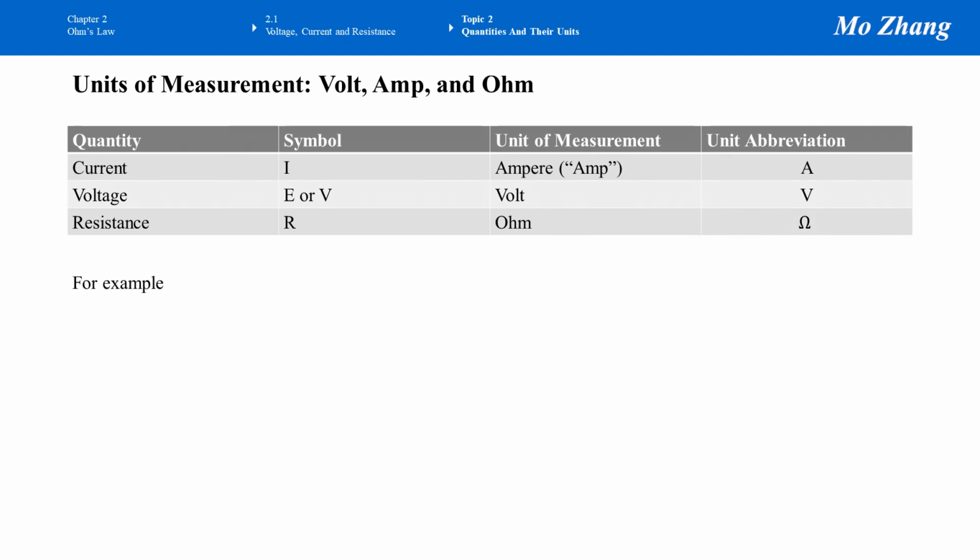For example, for the current, I equals 5 amps, 5 ampere. Next, voltage, V equals 120 volt. And then the last one, resistance, R equals 100 ohm.